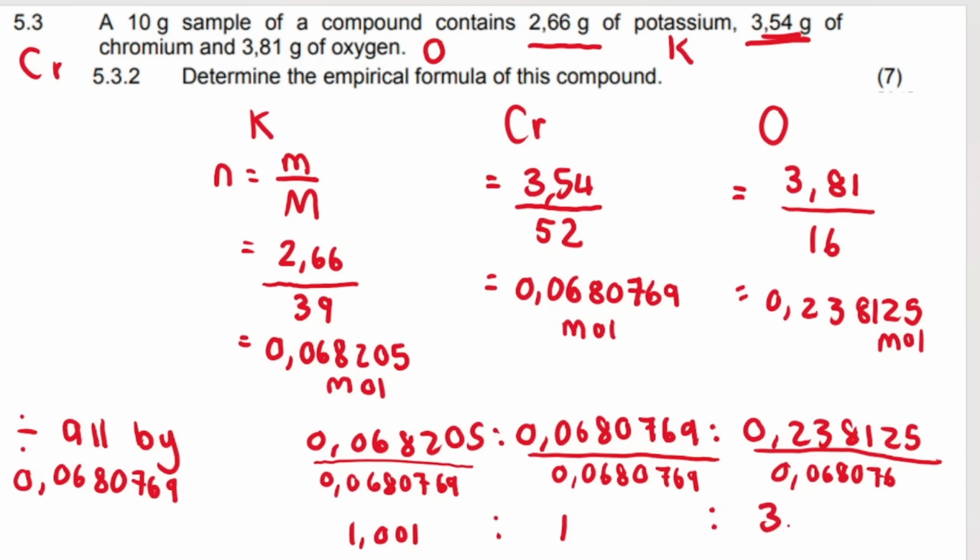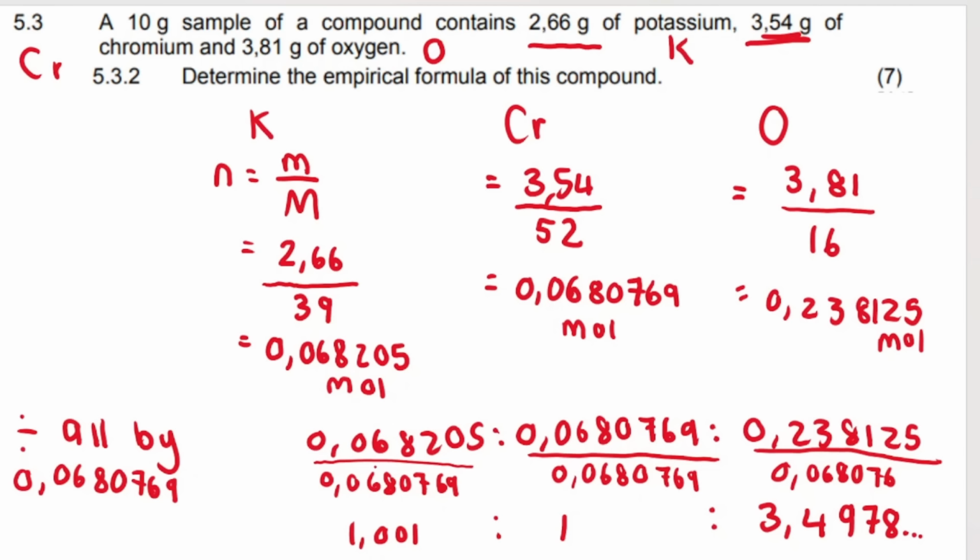3,49. Now we run into a little bit of an issue. 3,4978 and so on. That's what I get on my calculator. That is not close enough to 3 to round down to 3. It's not close enough to 4 to round up to 4.